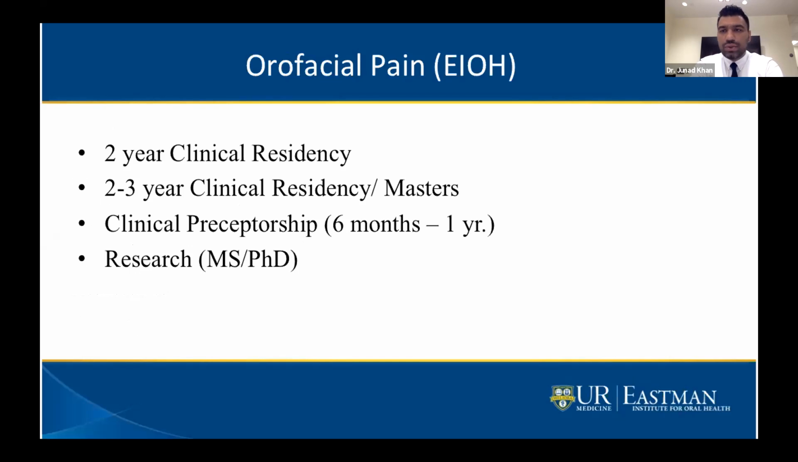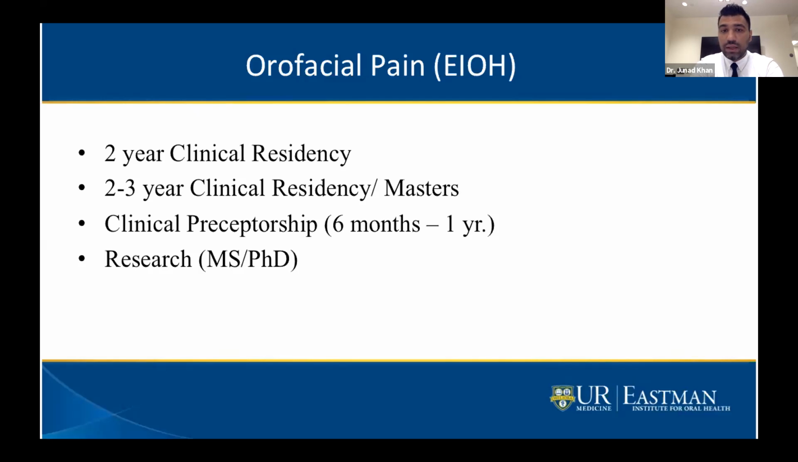There are around 10 to 12 schools in the United States that have a CODA accredited program. If you do plan to pursue a career or education in this, it's important that you go to a program that is CODA accredited. That is basically the Commission on Dental Accreditation. The structure for all the programs throughout the US is pretty much almost the same. There's either a 2-year residency program or a 2 or 3-year residency program with a master's if you're interested in that. There are clinical preceptorship programs.